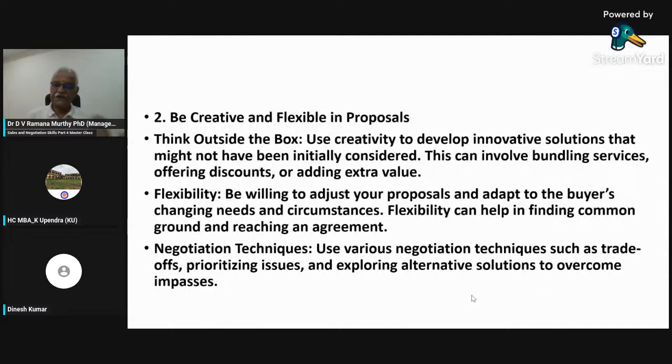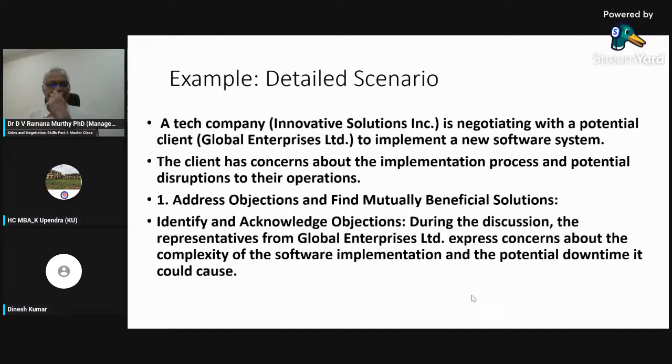Then, of course, you have to choose the practical negotiation technique, like your trade offers, discounts that you're going to give, and prioritizing certain issues, something like that, and exploring certain alternative solutions to overcome any impasses, meaning objections or whatever. So be creative and flexible in proposals so that customers can be answered.